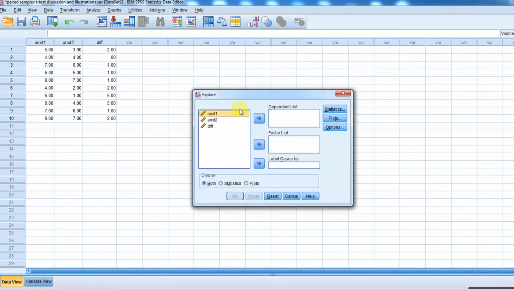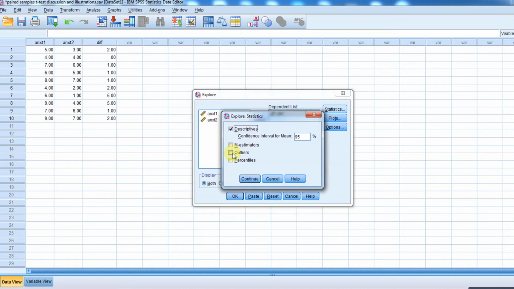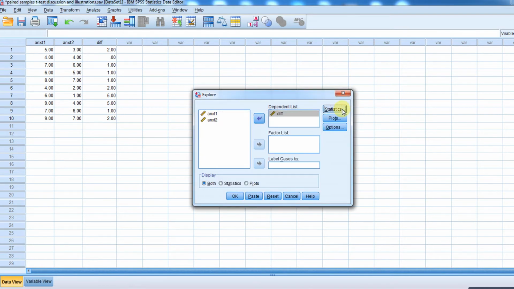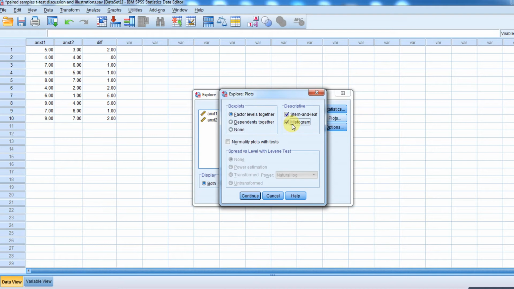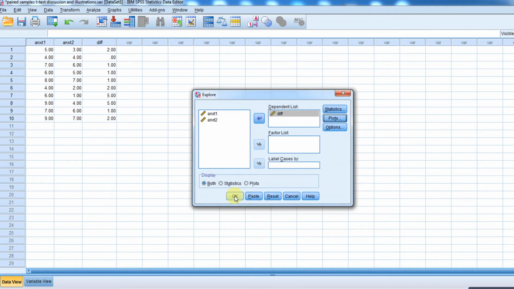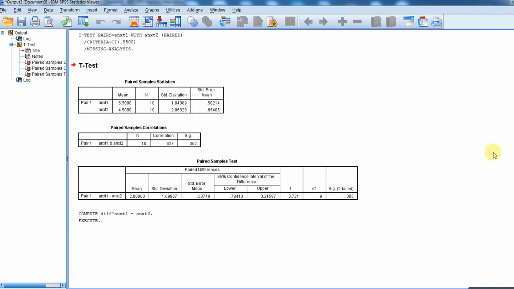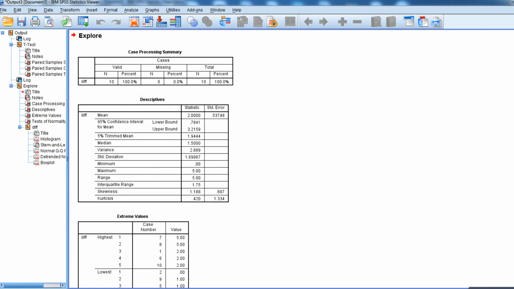If we go under explore dependent list, we can click on statistics. If I want to explore for possible outliers, I can click on this and continue. Under plots, I can ask for a histogram and normal probability plots and tests, and then OK. And so basically, I can look at the skewness and kurtosis statistics. Skewness and kurtosis are two dimensions related to the distribution that have a bearing on whether the distribution is normal.